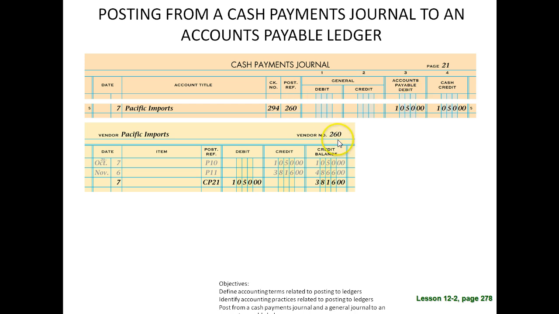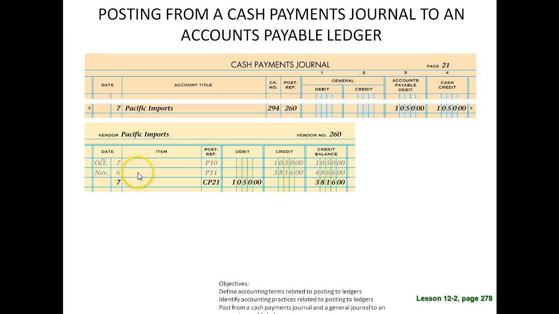So we go to our subsidiary ledgers. We find Pacific Imports because this is Pacific Imports, their vendor number 260. If we look, we've had two previous transactions, and both previous transactions to them were us buying merchandise from them, and we bought it on account, so that means we had to pay them later. If we look on October 7th, they sent us an invoice for $1,050, and on November 7th, we're going to pay them back for it.